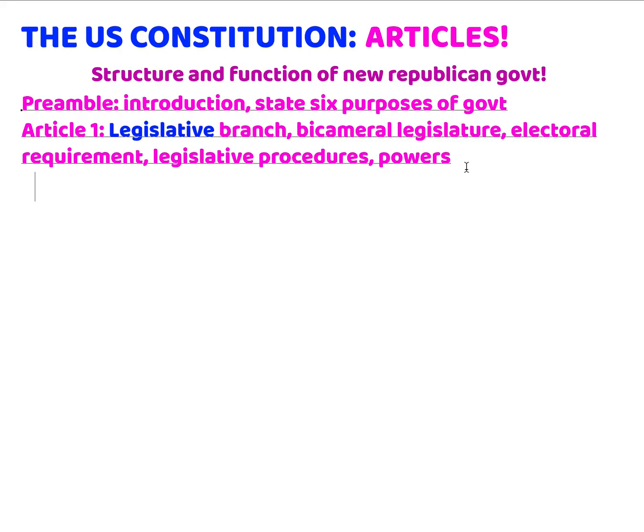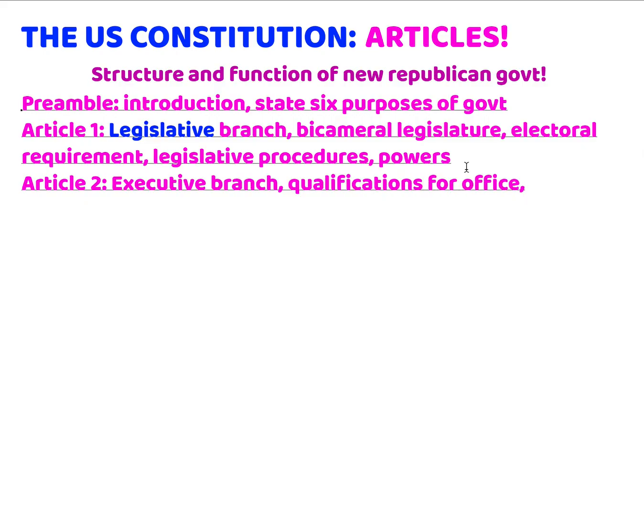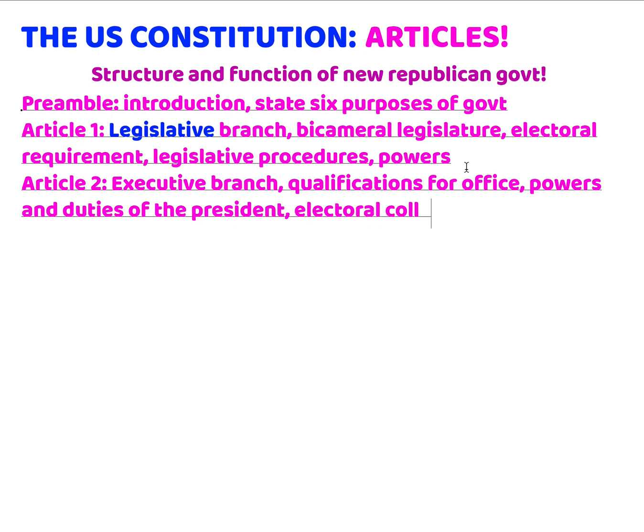Article 1 is legislative. Article 2, this is going to be all about the executive branch. And in this, it's going to define qualifications for office. It's going to describe the powers and duties of the president. It's going to talk about the Electoral College. It's going to talk about the oath of office and office of the vice president. So Article 2, remember, all about the executive.